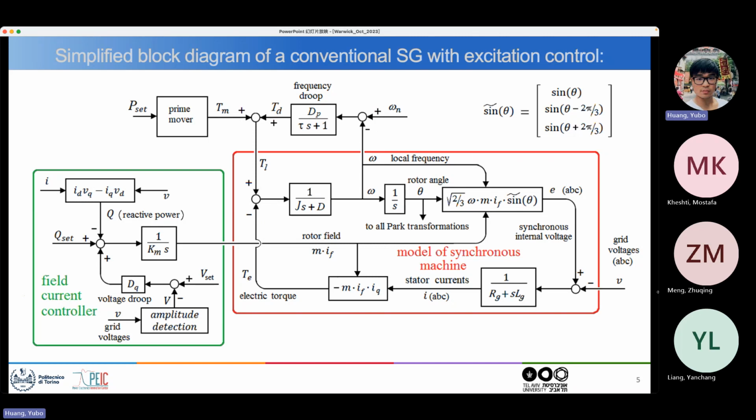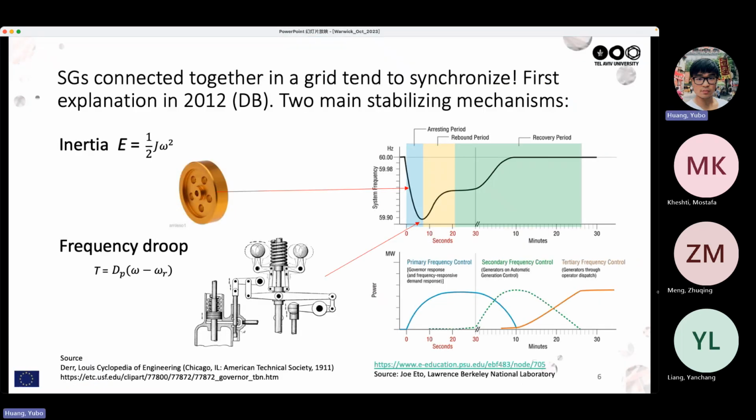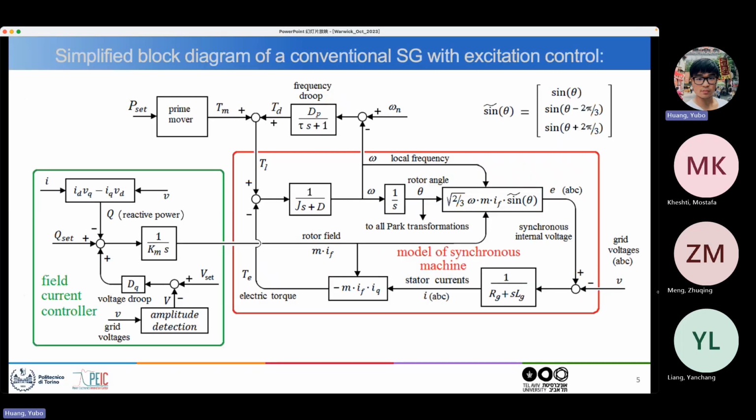Now I think I have really covered everything in this diagram. Now let's see what are the main stabilizing mechanisms which are present in such a conventional synchronous generator. So it is the inertia, which does not allow the frequency to change quickly, because if I go back, the inertia, you see it here, this J.